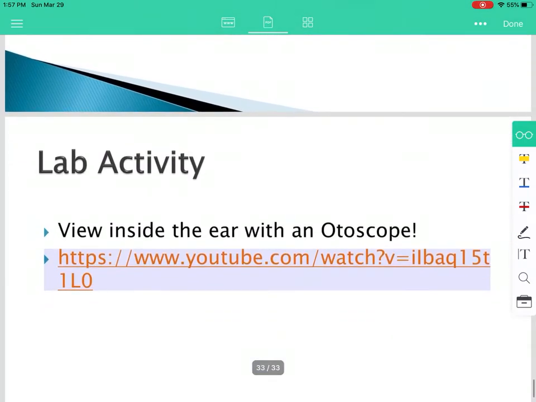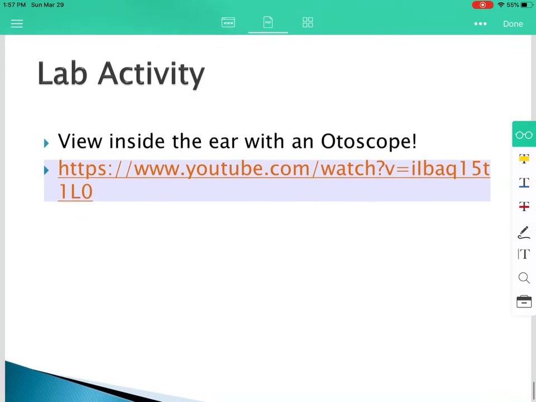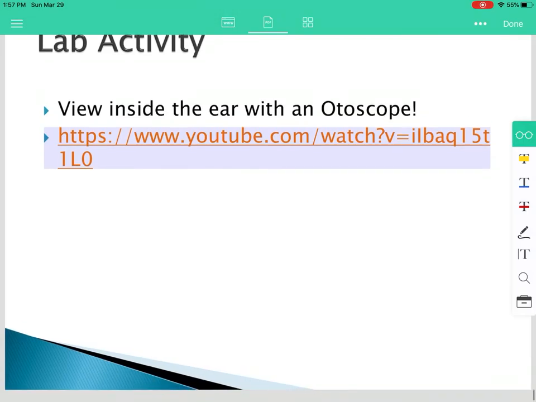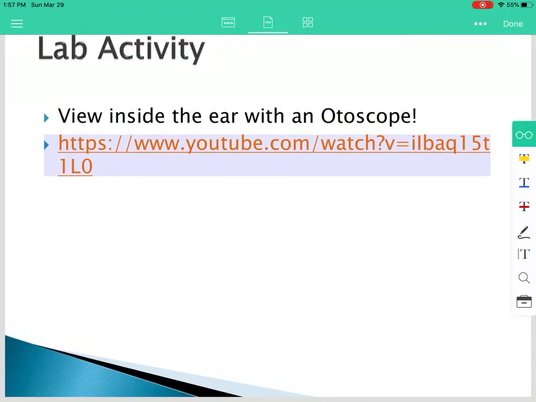Here's another look at it. Just saying the same thing, but putting it down in words for you. There's a lab activity. So here's a video for you if you want to look at an otoscope. They attach a camera to an otoscope, and you get to see what it looks like going through the auditory canal. It's pretty cool. And then the rest is up to you to study. Okay, good luck, everyone.